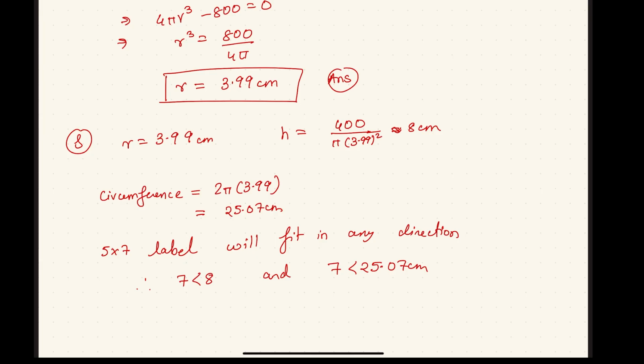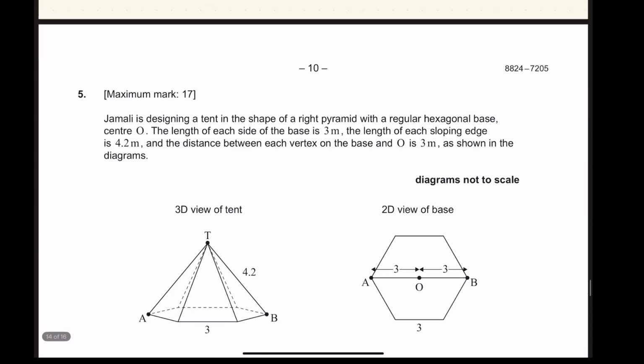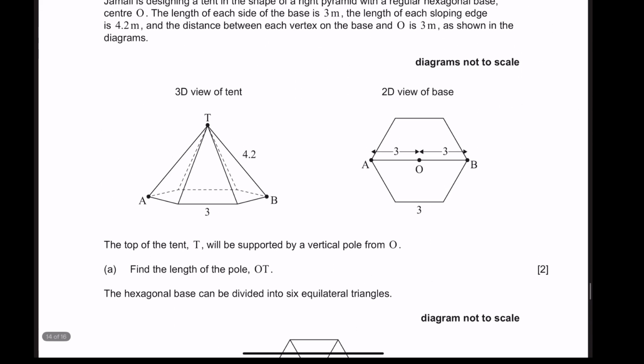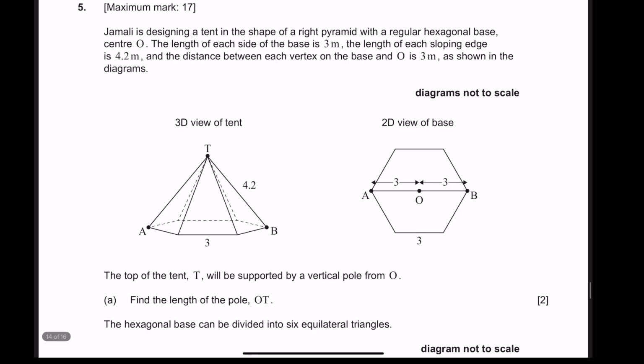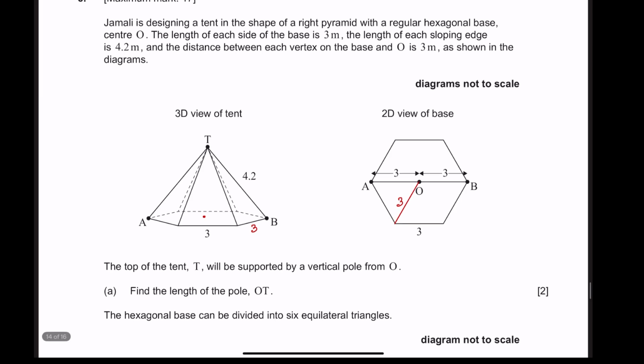And with that, we are done with question 4. Now moving on to question 5, which is the last question. Jamali is designing a tent in the shape of a right pyramid with a regular hexagonal base, center O. Center O is somewhere here. The length of each side of the base is 3 meters. So this is also 3. This is 4.2, which is the sloping edge. The distance between each vertex and O is also 3. Find the length of OT.